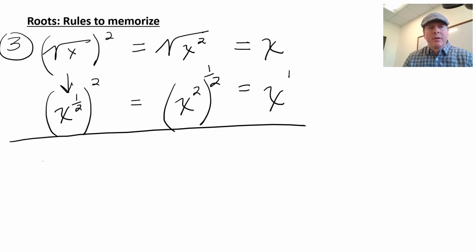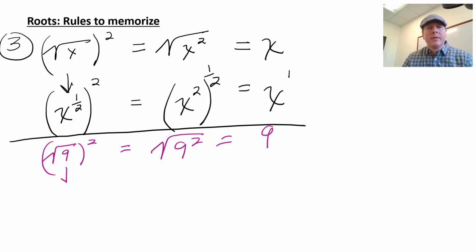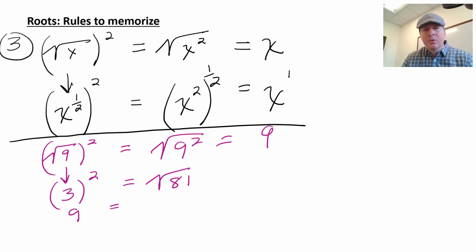Let's look at an example. The square root of 9, squared, is equal to the square root of 9 squared. It's equal to 9. The square root of 9 is 3. 3 squared is 9. The square root of 9 squared is the square root of 81, which is 9. 9 is equal to 9, so it all works out.